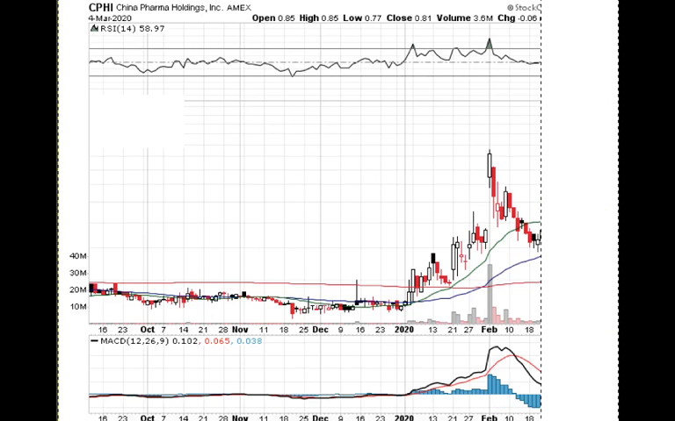Next we have CPHI. In this scenario, the stock was moving sideways and then moved up before pulling back. Pause the video and think on whether or not the stock will move upwards or downwards, and then unpause when you are ready to hear the answer.